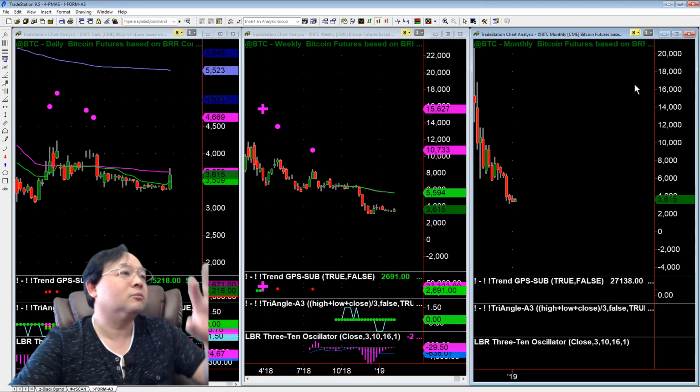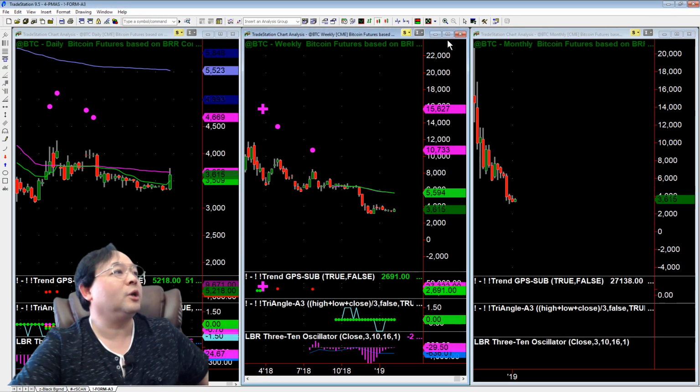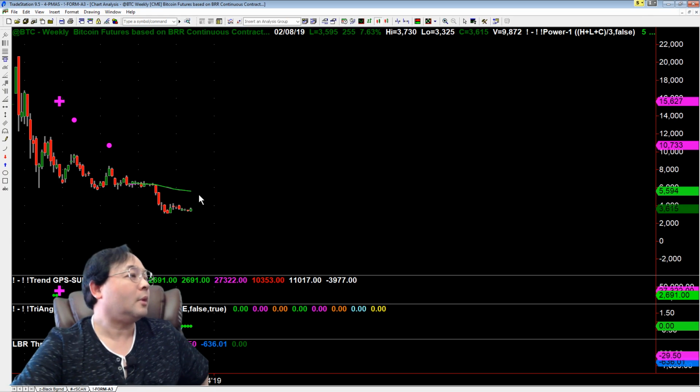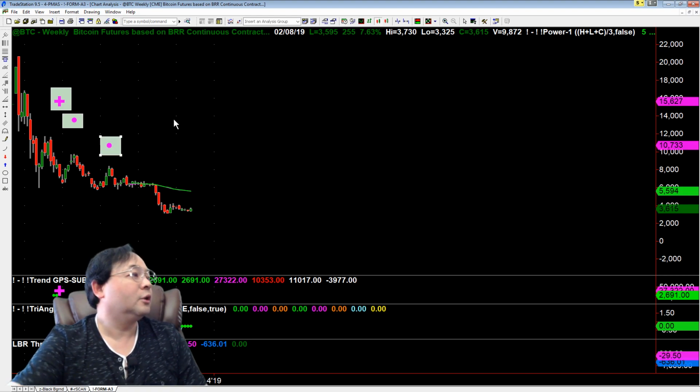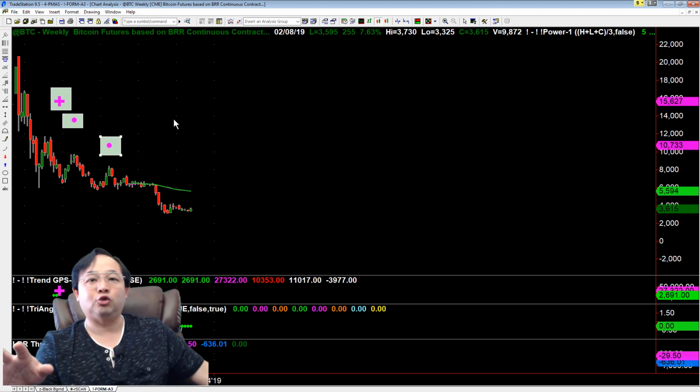So, we're going to ignore the monthly chart. Now, on the weekly chart, what do we have right here? Well, first of all, we only have one line because the data again is not that long. But interestingly, what did we say? The pink cross indicates the beginning of a downtrend, and the pink dots are the confirmed sell signal, and this is the Trend GPS trading signal.